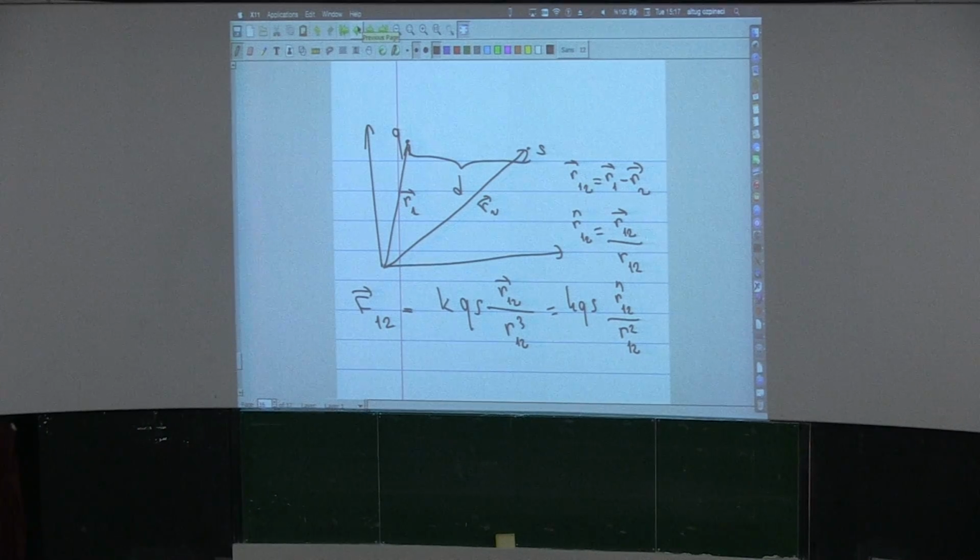What is the direction of R12? Towards the left or towards the right? R12 vector is towards the left. So if the charges are both positive, the force acting on the charge at the point R1 should be towards the left. So there's no minus sign. This is already a vector that is pointing towards the left if Q times S is a positive number. So I don't have a minus sign.